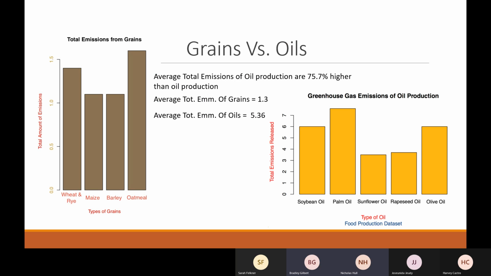So when comparing grains to oils, we found that oil produces on average 75.7% more carbon dioxide than grains do. So oils produce 5.36 kilograms of carbon dioxide, while grains produce only 1.3 kilograms of carbon dioxide. So one way you could be more environmentally sustainable would be to use a minimal amount of oil while cooking, or finding an alternative oil such as nut butters, purees, or sauces. However, if you still want to use oil, either sunflower or rapeseed oil would be the best of these options.